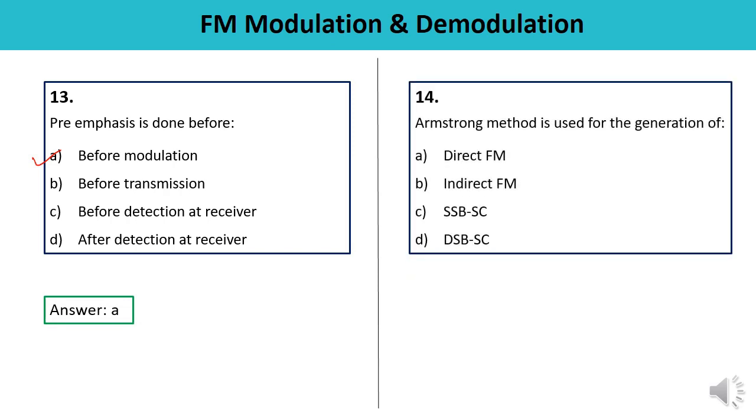Question number 14 is about Armstrong method. It is used for the generation of direct FM, indirect FM, SSB-SC, DSB-SC. Armstrong method is used for the generation of indirect FM signal. This method generates the frequency modulated wave from a pulse modulated wave. It has a better frequency stability in comparison to the other methods, right? These things we have discussed. It means the answer is B.